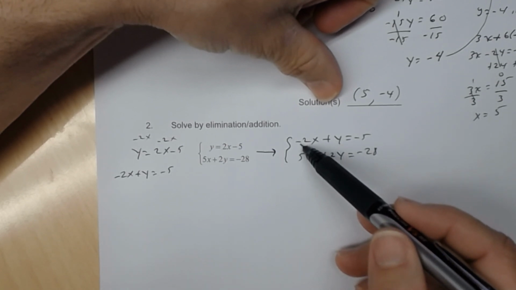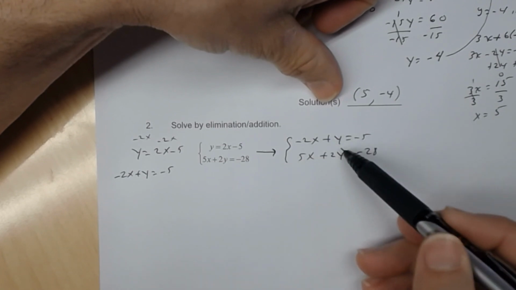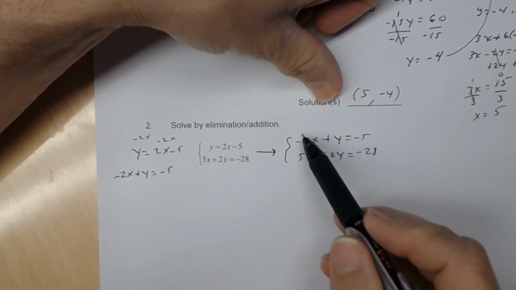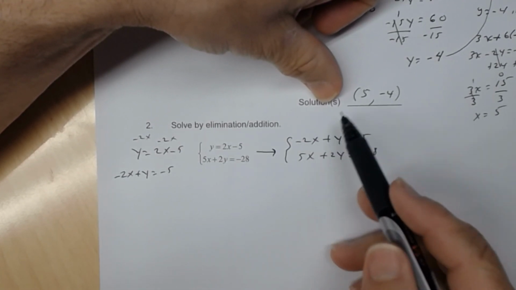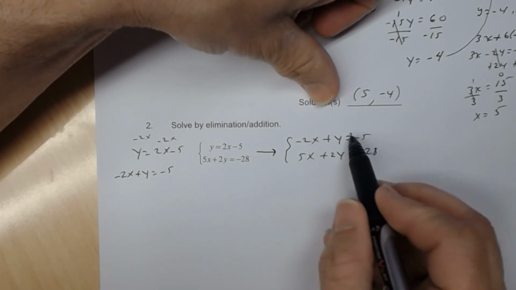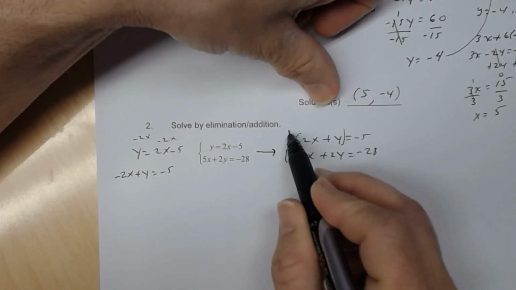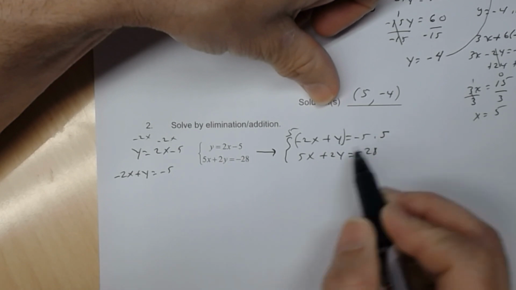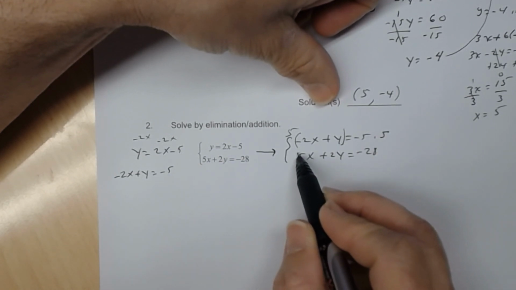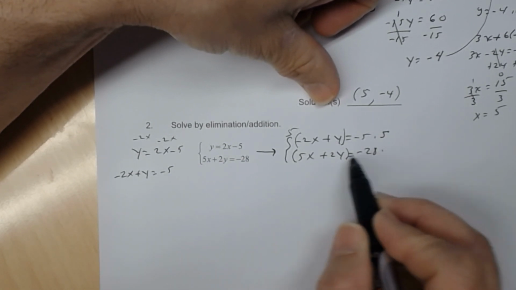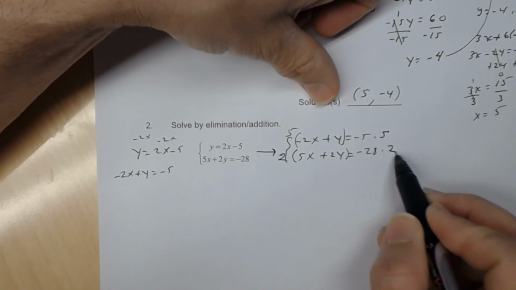Now one of these is already negative, so you don't have to worry about multiplying one of these equations by a negative number. So if I want this to be a negative 10, then I'm going to have to multiply both sides by 5. And if I want this to be a positive 10, then I have to multiply both sides by 2.